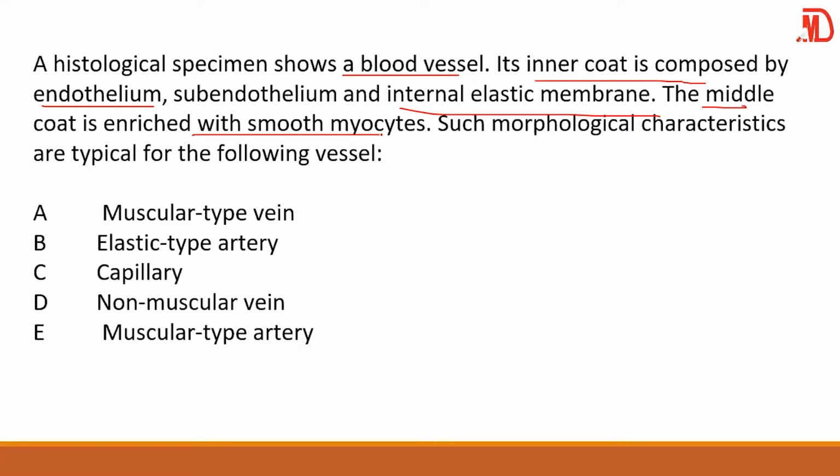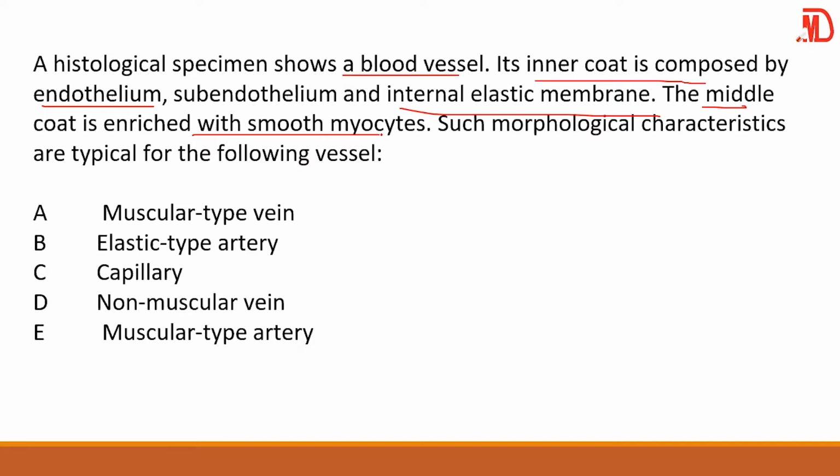So for arteries, the middle layer could be made up of elastic tissues or muscle tissues or muscle fibers. Then in a vein, basically, the outer layer is made up of a lot of adventitia. Good.